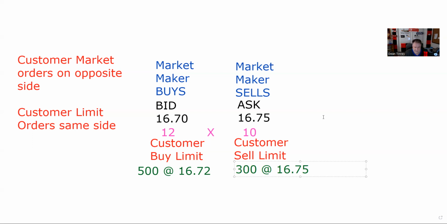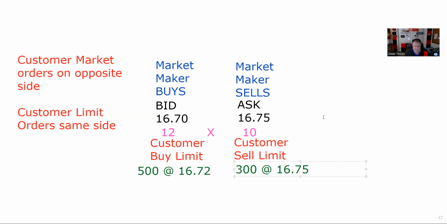Now, I think the best way to think about this is the customer market orders are on the opposite side. In other words, this is pretty straightforward. If it's a market order, the customer is going to sell at 1670, and is going to buy at 1675, but a customer limit order is on the same side as the market maker. And so now it says the market maker receives 2 customer limit orders. By the way, it doesn't have to tell you it's a limit order. If the customer specifies a price, it's a limit order.